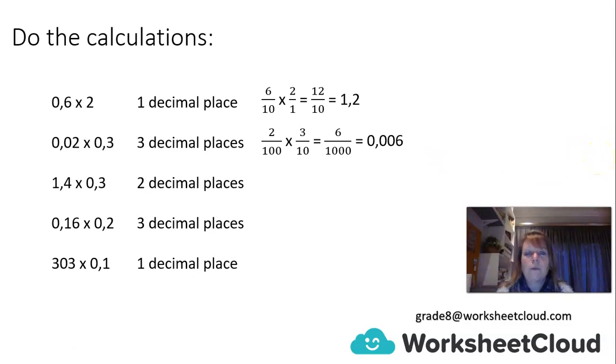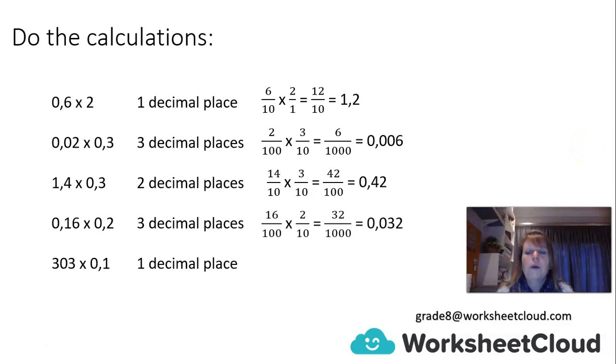Now we've got 1,4, so we're going to have 14 over 10. 0,3 will give us 3 over 10. Like that, we multiply 14 by 3 and we're going to get 42 over 100. So where do we put our comma in? We count 2 decimal places, but we also know because our last number in our numerator has to go in our hundredths column. So it's 0,42.